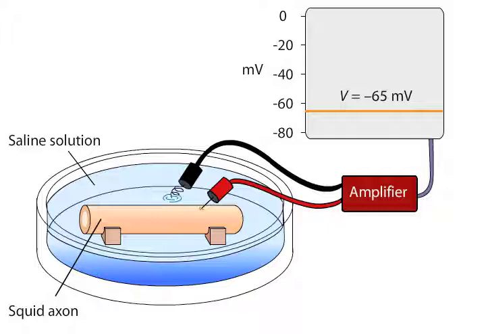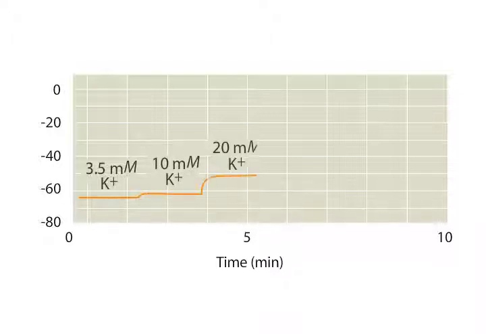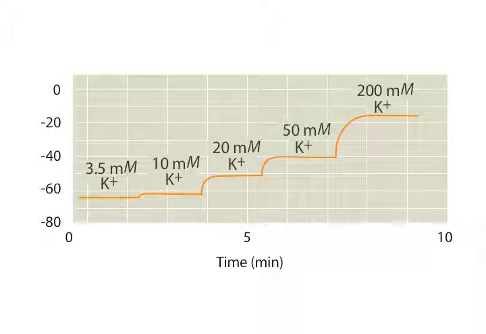If the resting membrane potential of a cell is driven by potassium ions, then we should be able to change the membrane potential by altering the concentration of potassium in the solution bathing the cell. This is because changing the external potassium concentration alters the concentration gradient for potassium across the cell membrane. When we record the membrane potential while changing the external potassium concentration, we obtain the result shown on the graph.